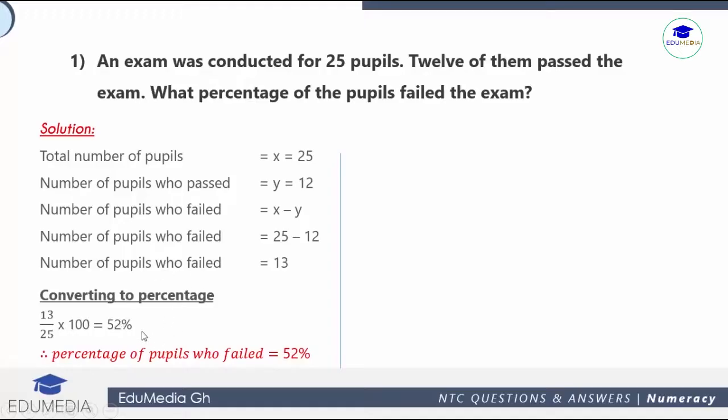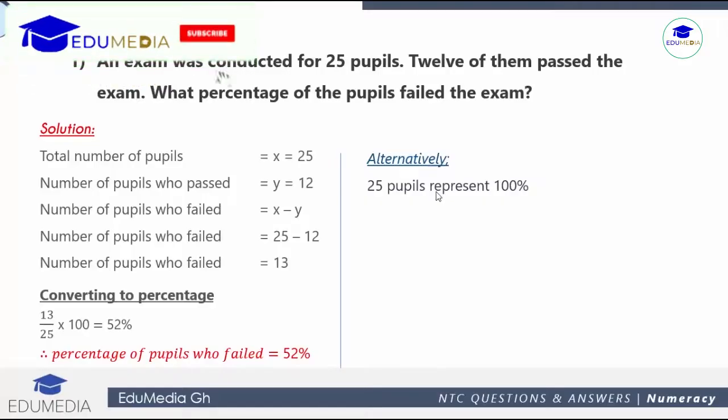So the alternative method is here. Now you know very well that the 25 pupils represent 100%, because the 25 pupils is the total number of people in the classroom. Using percentages, we can say that 25 pupils represent 100%. If one of them is out of the 25, it's no more going to be 100%. It's going to be less than 100%. So the 25, the total number of people we have there, can be represented as 100%.